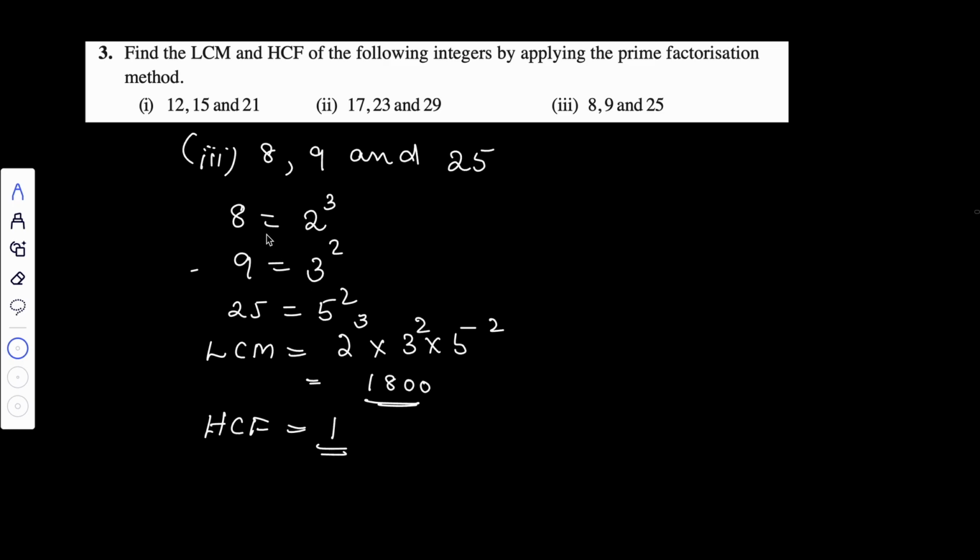And in this case, one more note you should do it. This 8, 9 and 25, these all the numbers are not prime numbers, but these are co-primes because there is no common factor for all this other than 1. Such numbers are known as co-prime numbers. So HCF of co-prime numbers is also equal to 1.